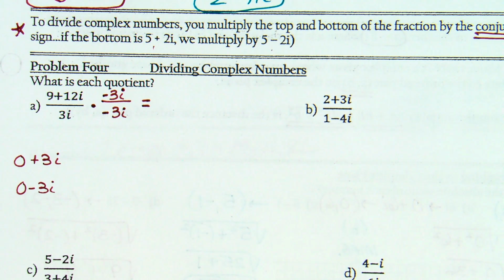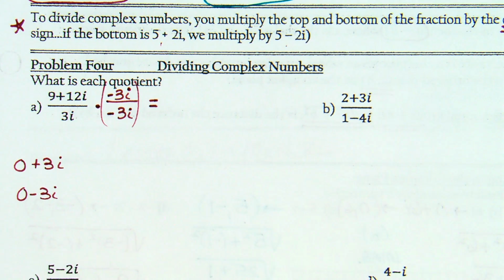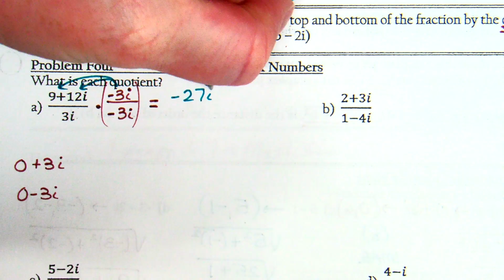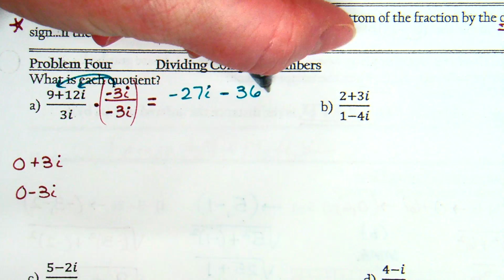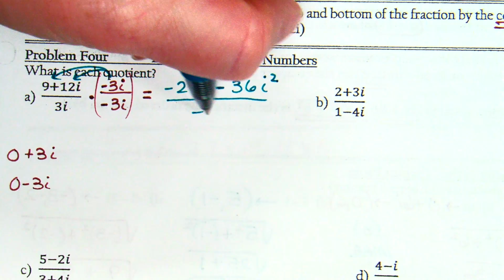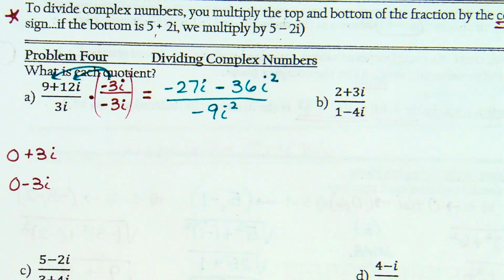So, how do I multiply this negative 3i on the top? Yeah, we're distributing. Negative 3i times 9 is negative 27i. 12i times negative 3i is minus 36i squared. All over, what's 3i times negative 3i? Minus 9i squared.